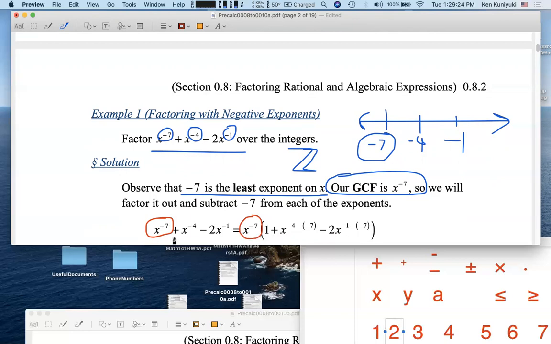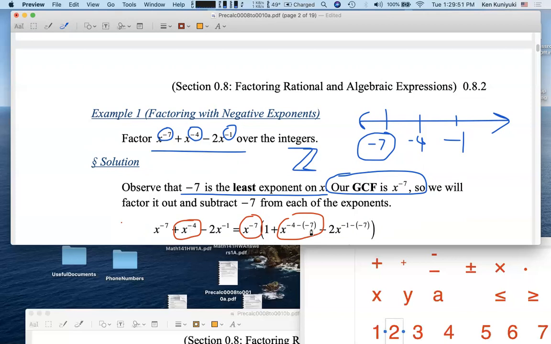Now, what about x to the negative 4? What's x to the negative 4 divided by x to the negative 7? When we divide powers of x, we do what with the exponents? We subtract them in this order, negative 4 minus negative 7. So we get this, x to the negative 4, take away the negative 7 out here.